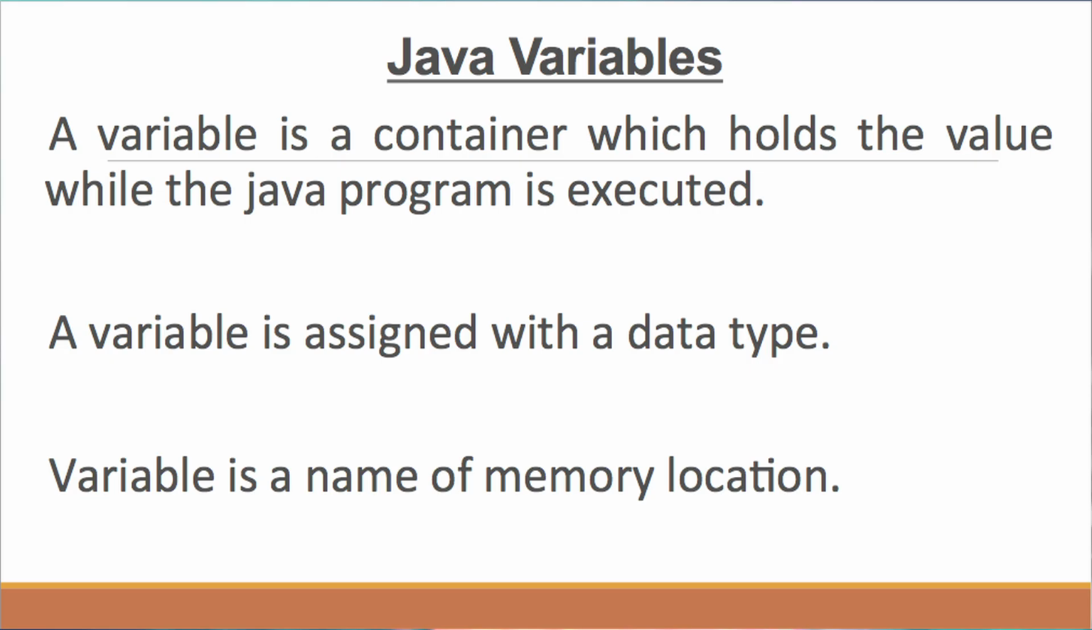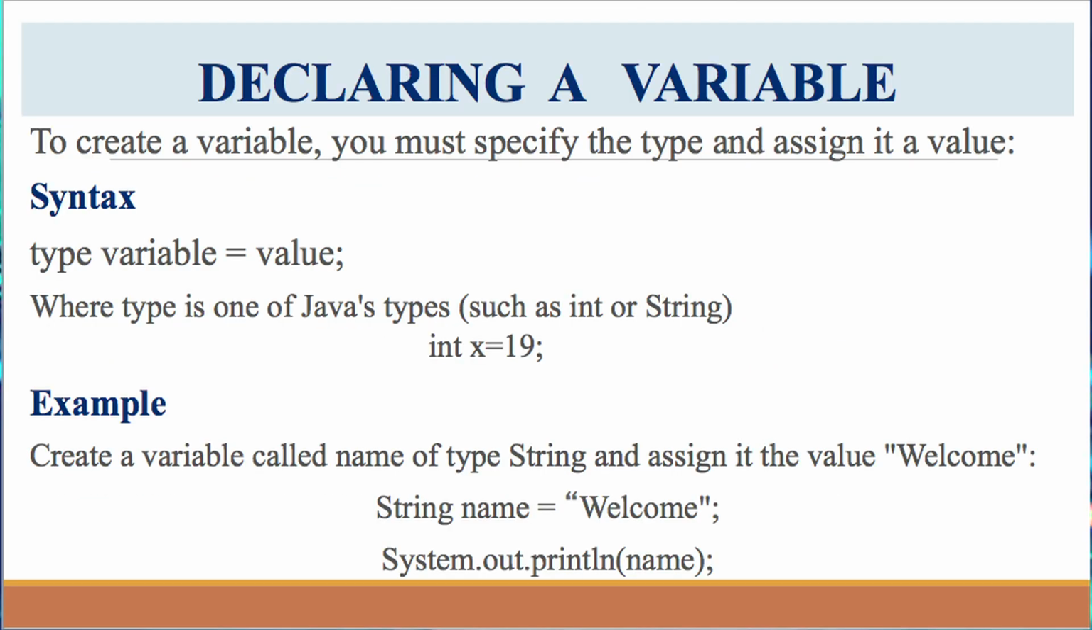Variable is a name of memory location. It represents in the memory that a particular value is stored under a particular name. So this is the variable. To create a variable, you must specify the type and assign its value.